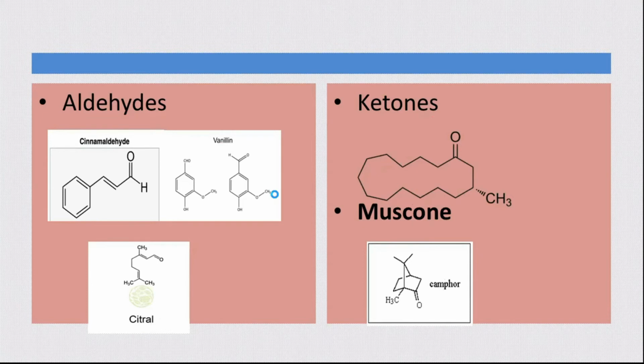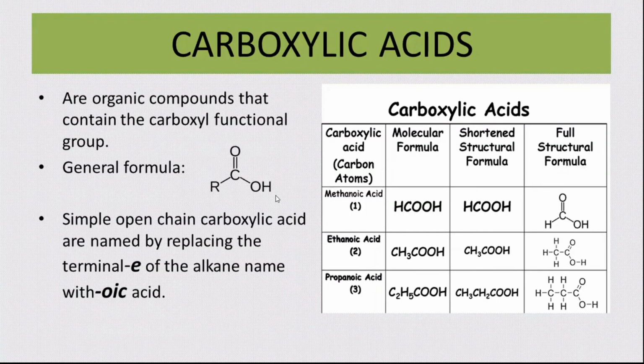Next one is carboxylic acid. Carboxylic acids are organic compounds that contain the carboxyl functional group. This is the general formula: RC double bond O OH. Simple open-chain carboxylic acids are named by replacing the terminal E of the alkane name with -oic.